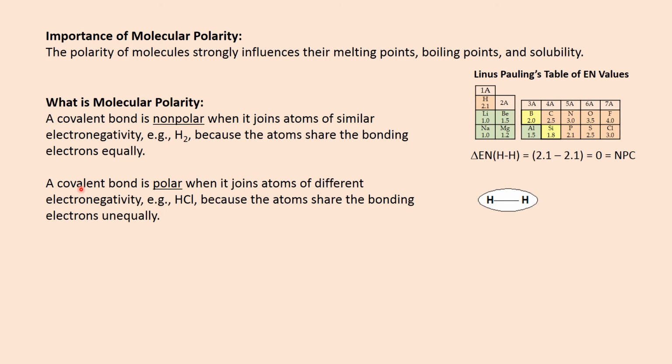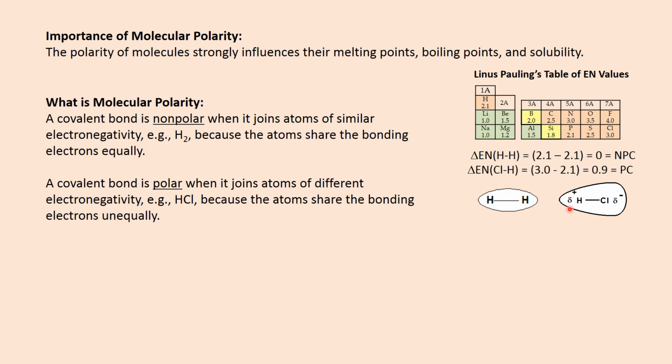Now, a covalent bond is polar when it joins atoms of different electronegativity, like in HCl. The electronegativity of chlorine is 3, and of course hydrogen is 2.1. The difference is 0.9, and that's classed as a polar covalent bond. And therefore the atoms share the bonding electrons unequally.